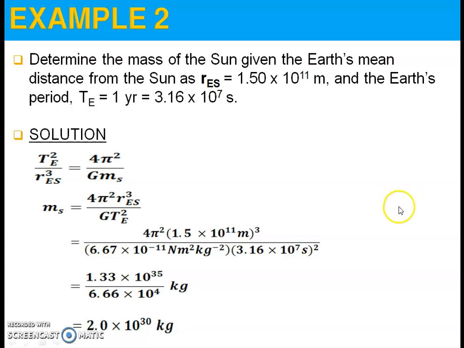Solution. To solve this problem, we use the equation TE squared over RES cubed is equal to 4 pi squared over G MS. We make MS the subject of the formula and now put in the given quantities and solve. So if we do this, we get MS to be equal to 2.0 times 10 to the power 30 kg.